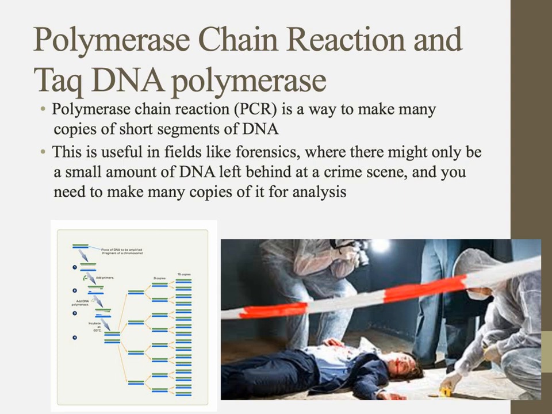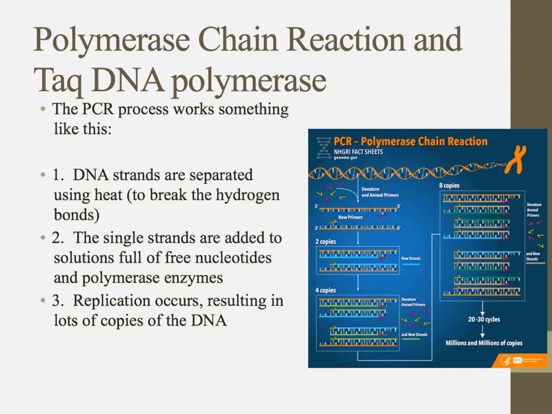So let's say you're investigating a crime scene and you find out that the killer has left a tiny hair or a cell or something, and you want to be able to use that DNA to identify that suspect. Well, in order to do that, you're going to need a huge number of copies of that DNA. And so to make all those copies, we use, again, polymerase chain reaction. PCR works something like this.